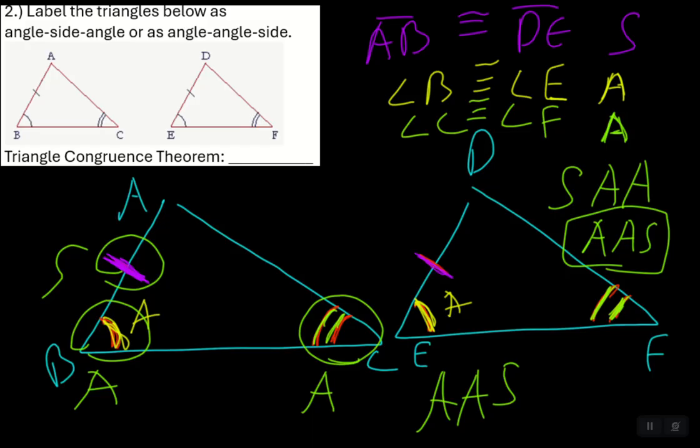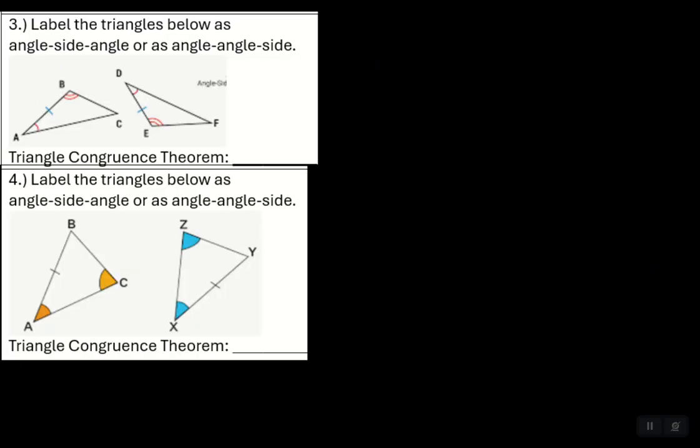Let's look at 2 more examples, rapid fire. Okay, so how quickly should you be doing problems like this? Well, you should look right here and go, oh, you know what? That's an arc, so I have an angle. That's a tick mark, I have a side. Ooh, I see 2 arcs right there, I have an angle. And that is congruent by angle, side, angle. Let's take a look at number 4.